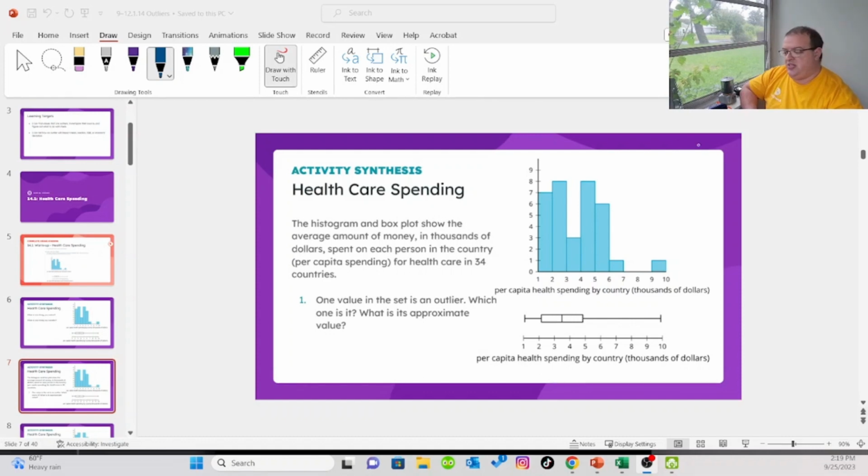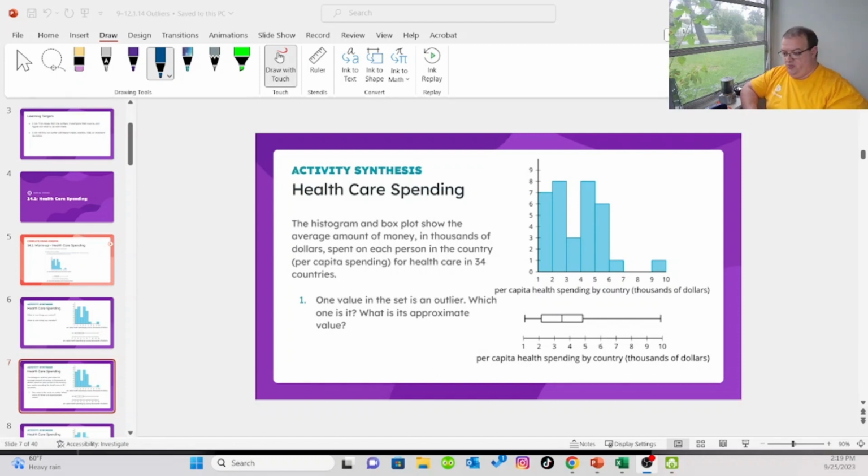All right, so this says the histogram and box plot show the average amount of money in thousands of dollars spent on each person in the country, which is what we mean per capita. And this is for healthcare in 34 different countries. Number one says one value in the set is an outlier. Which one is it, and what is its approximate value?